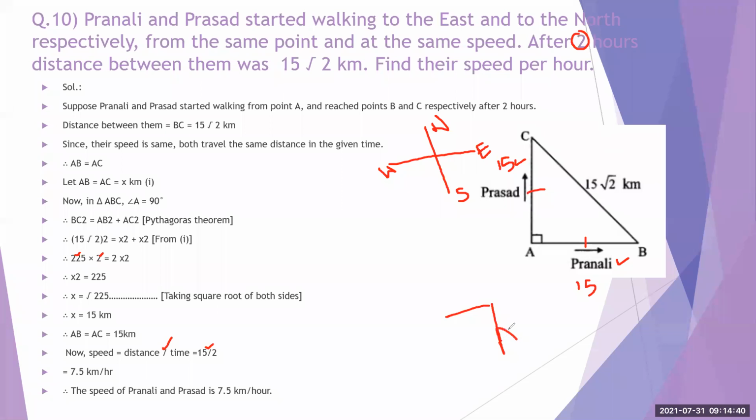Suppose point A. From point A it is going to the east. Then the figure will be something like this way. Okay. So remember this type of questions.